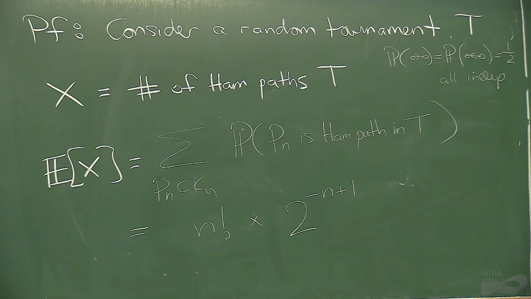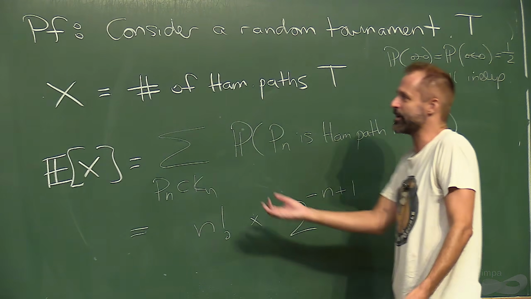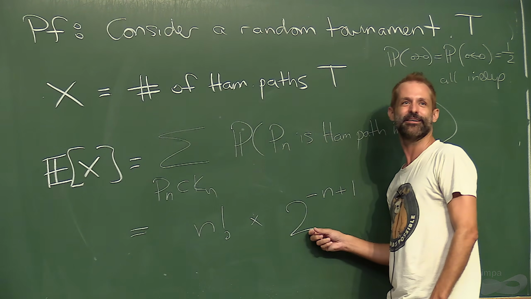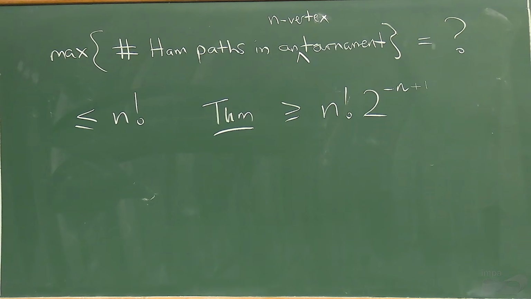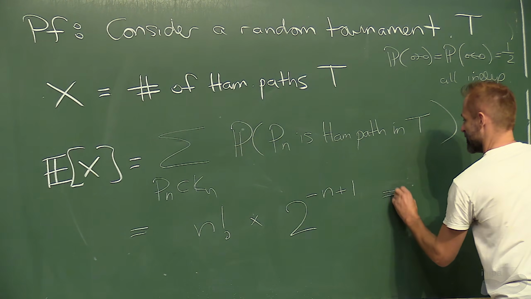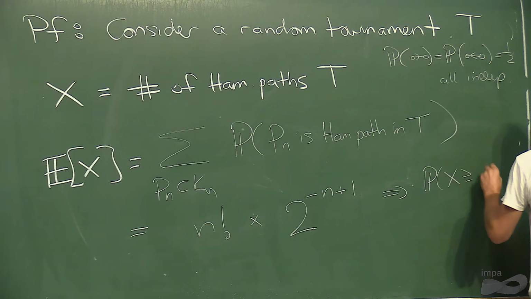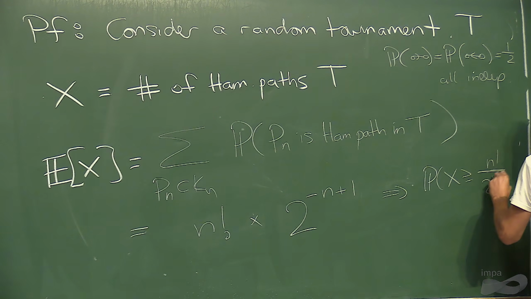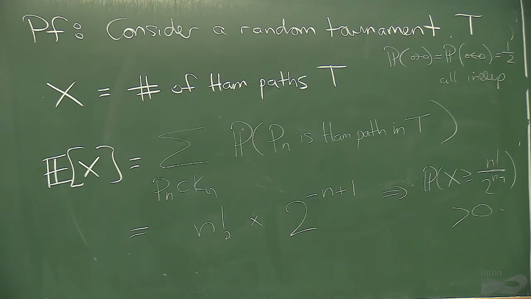Right. If the expectation is this, then it must be possible for X to be this big. If every tournament had fewer than this many Hamilton paths, the average number could not be this big. You always attain the average: you're always at least the average sometimes, and at most the average sometimes. So it implies the probability that X is at least n factorial over 2 to the n minus 1 is positive. That means there exists a tournament with that many Hamilton paths. Great.